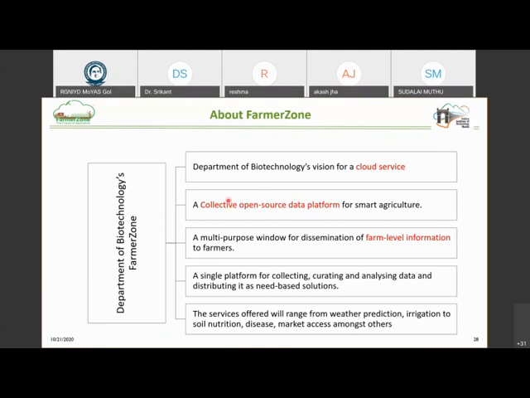Whenever you see a collective open source data platform, it's something that should make all data scientists happy. It's for dissemination of farm level information. This is very important because we are talking about getting precise analytics to farmers at the level of their farms. And then a platform for collecting, curating, and analyzing data and distributing it as need-based solutions. So collection of data is what I discussed with you all this time.